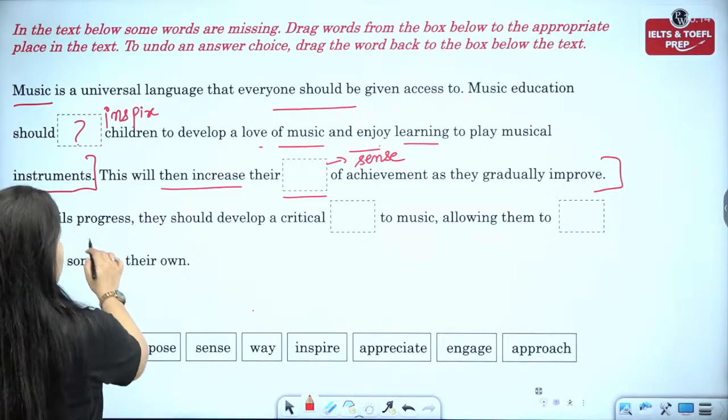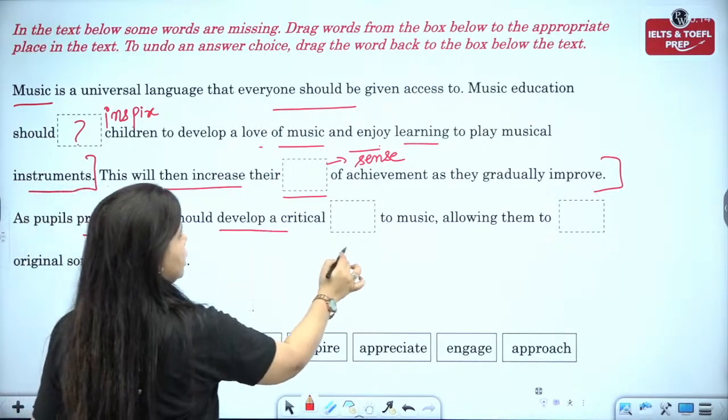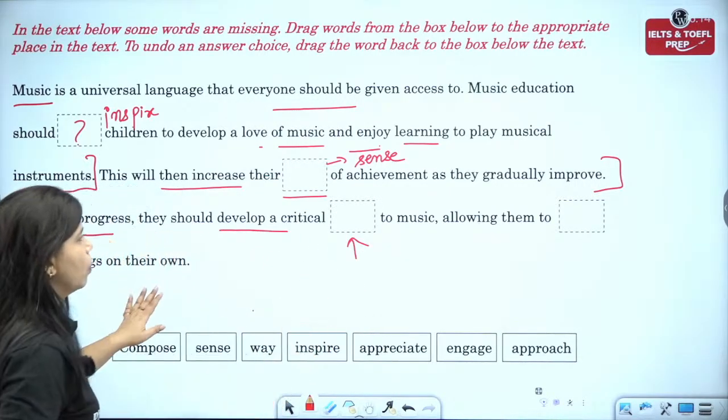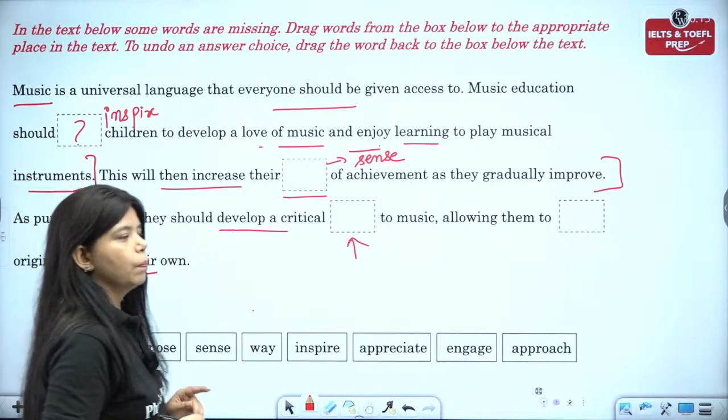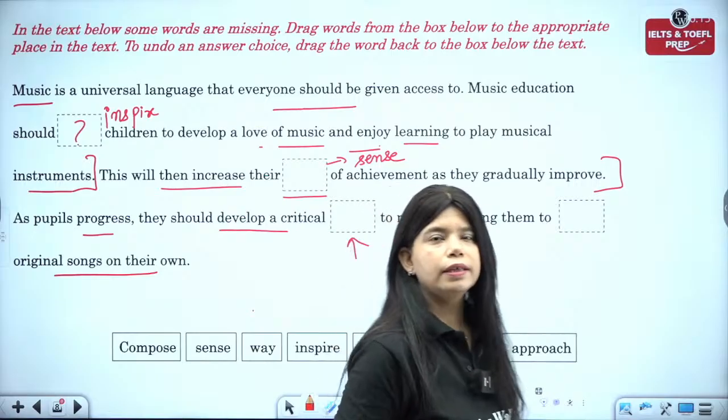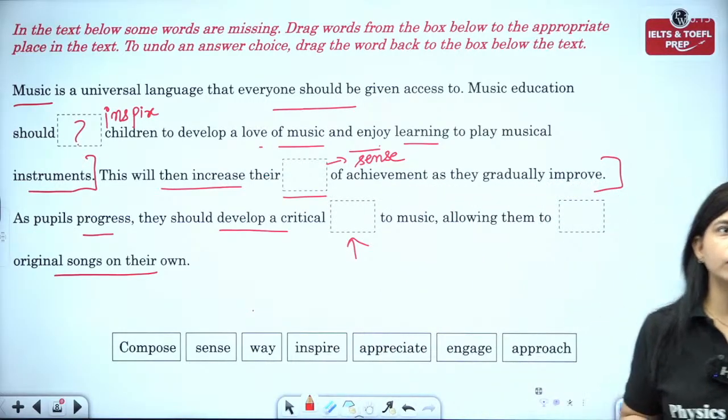As pupils progress, they should develop a critical dash to music, allowing them to dash original songs on their own. Post the last two options, guys. Let me see your answers for the last two.